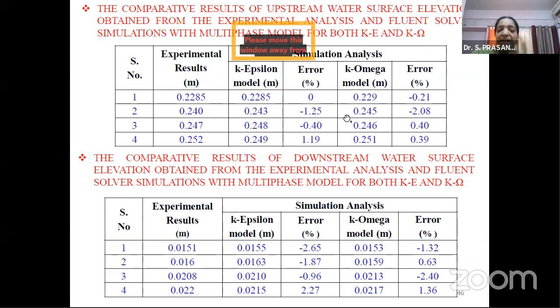When we compared the results, the difference was far less than 5%. Not just less than 5%, they were less than even 1% between the experimental results and the simulation analysis, both for upstream and downstream. That is what we were able to exactly measure with the experimental setup by using the point gauges attached to it. With that only we compared the results of the simulation analysis, so that we have some idea of how well the software is giving us the results.